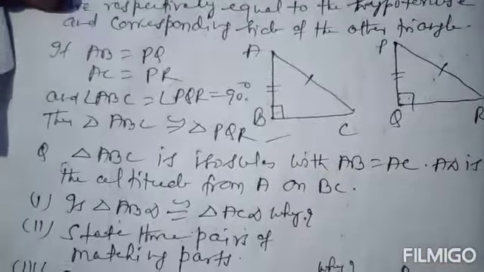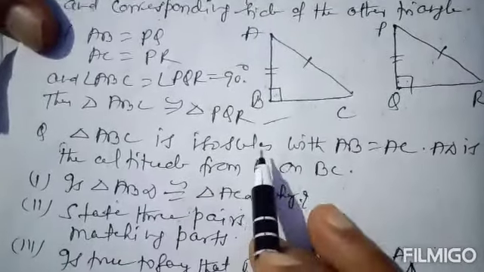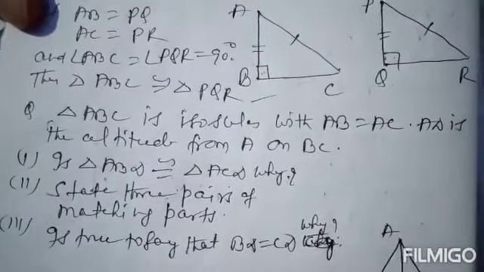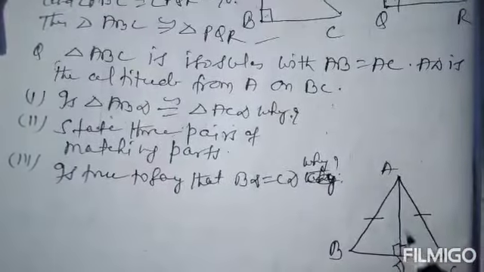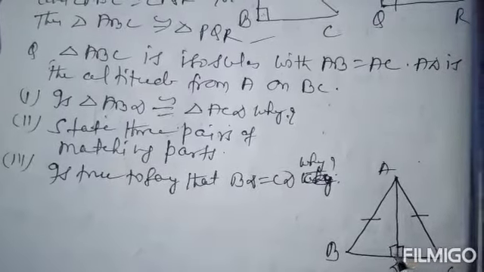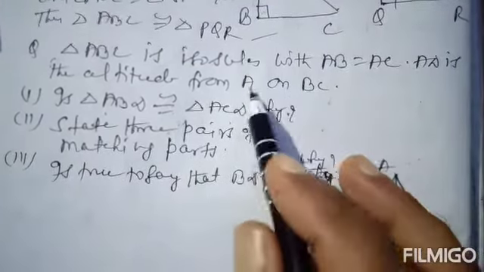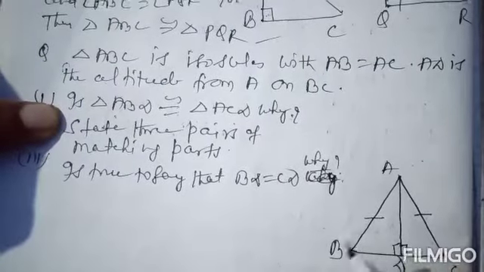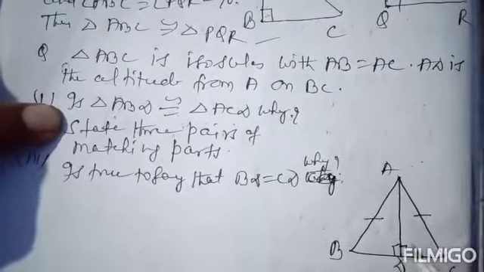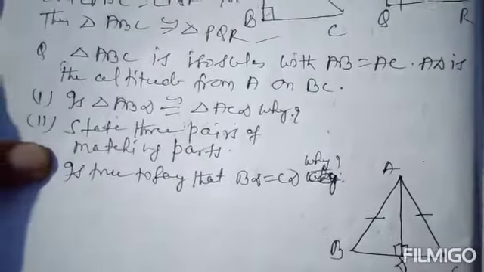We have a question. Triangle ABC is isosceles with AB equal to AC. AD is the altitude, which means perpendicular to BC. So is triangle ABD congruent to triangle ACD? State three pairs of matching parts.